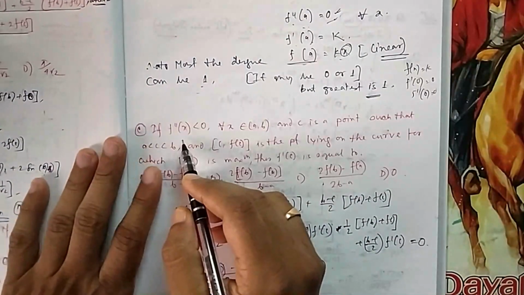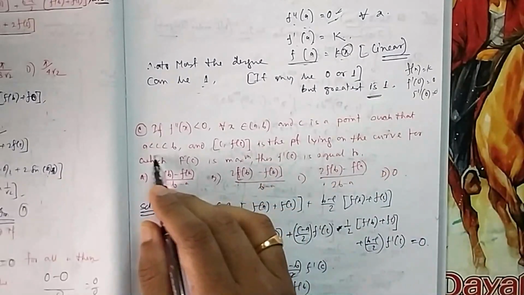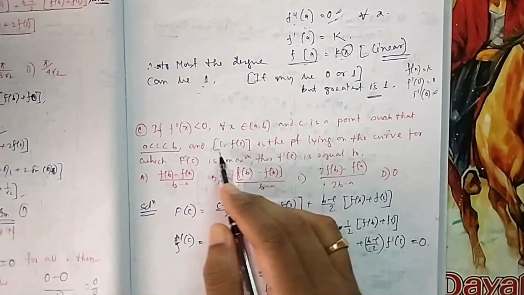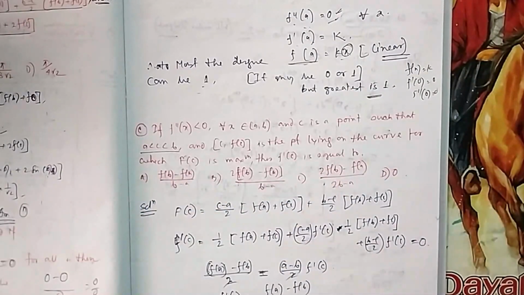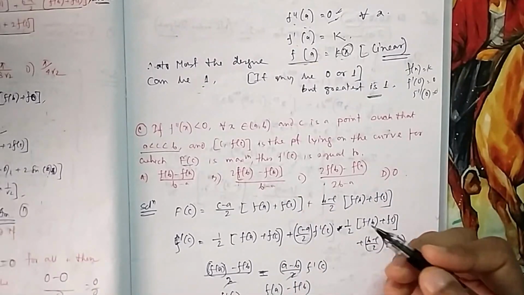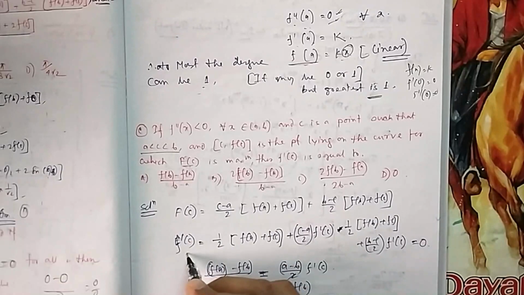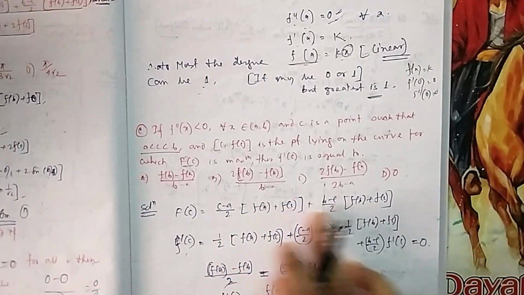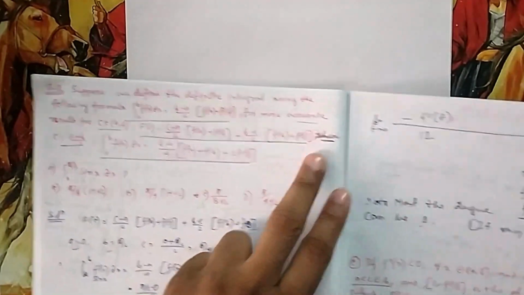Now if you come to c, f double dash is less than 0, x is between a and b, c is any point in between a and b. Capital F(c) is the point lying on the curve for which F(c) is maximum. Then f dash c is equal to, now capital F is the integration, so the differentiation of this one will be f dash c, because capital F(c) is given for any value between c and b.